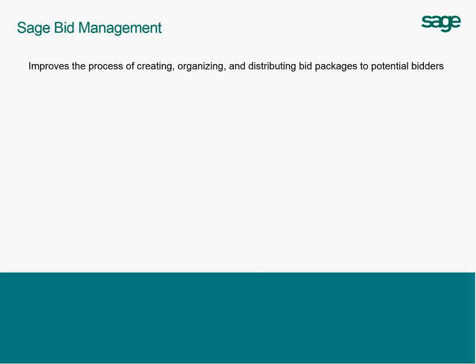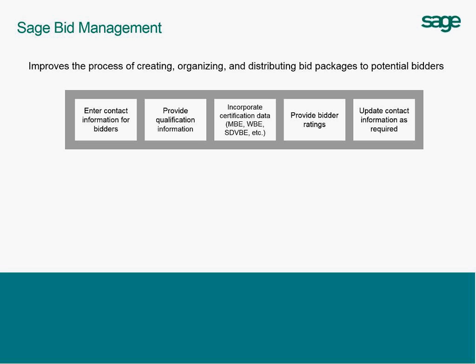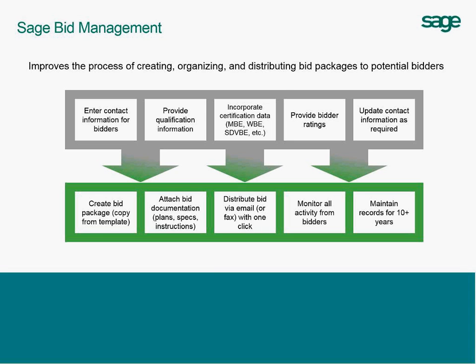So let's talk first about the pre-construction side with Sage Bid Management. The idea is you could take all the information that your bidders would have, the contact information, qualifications, certifications, different ratings that you may have created for them, and have this information all flow in and allow you to create bid packages for these people and send them out and track it. These packages can have documentation, plans, specs, and all that can easily transmit over to the main project level as well. So you're not duplicating work as you move from your bid to your actual project.